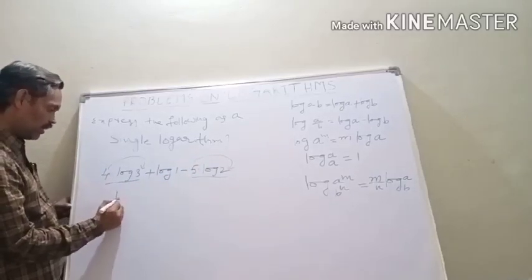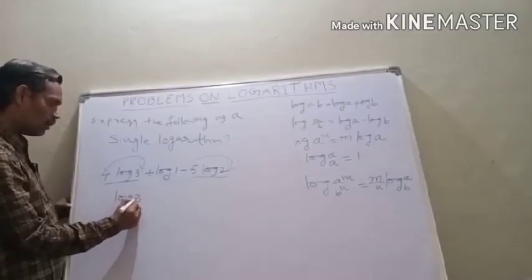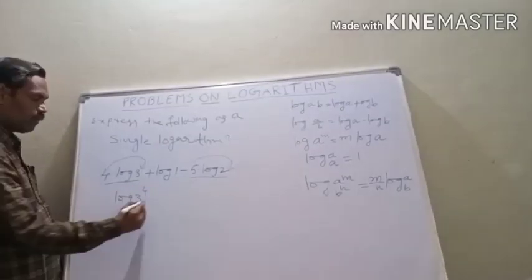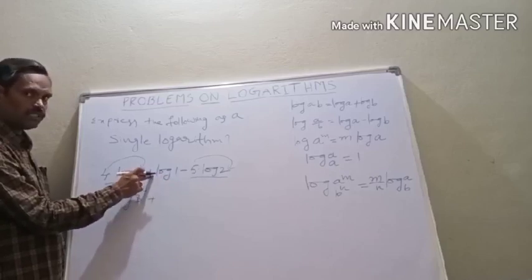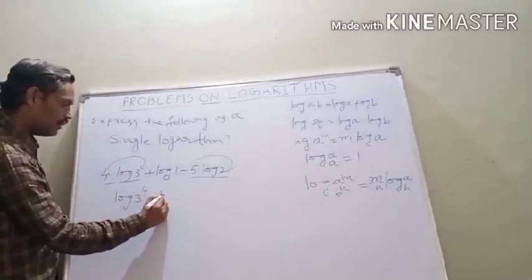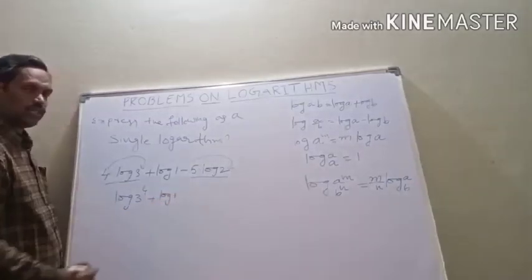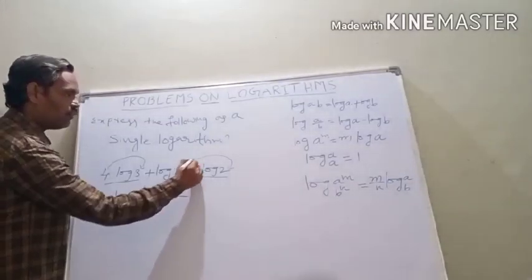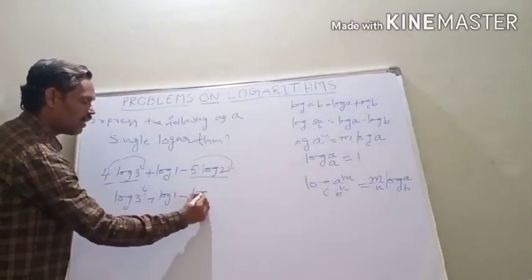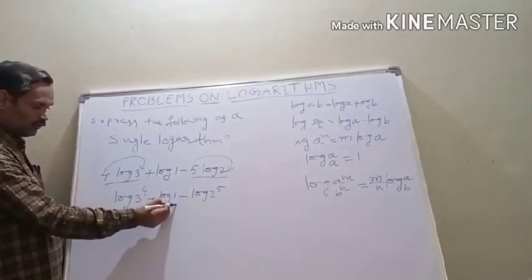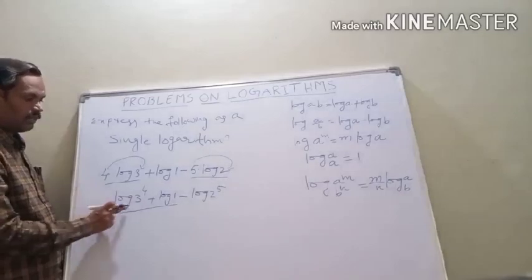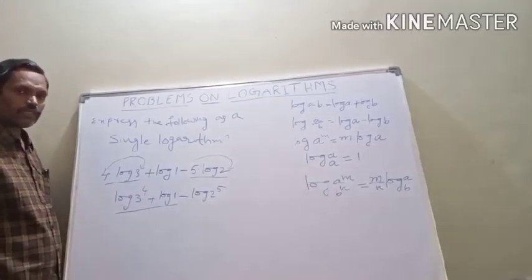Now the step will be reduced to log 3 to the power of 4 plus, this log does not contain any coefficients. That's why I am taking log 1 as log 1, no change. Then here 5 will be the exponent, that is log 2 to the power of 5. You go through the first two logs. Here it is a sum of two logs.